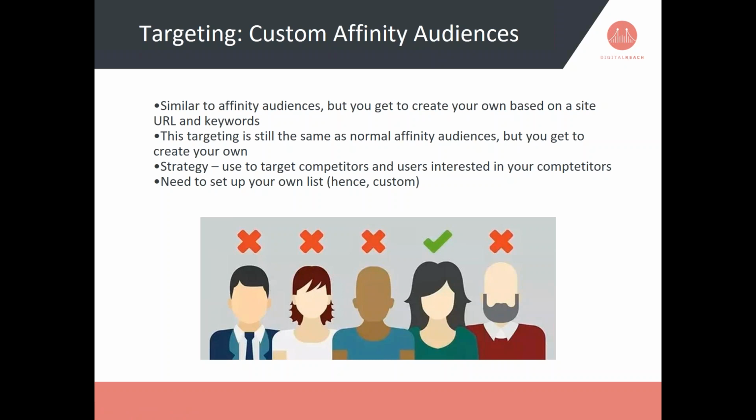Custom affinity audiences are essentially the exact same thing, but you get to create your own list of users based on a URL from a site. So if you have a competitor, I'll go over the strategy of competitors in a second, you can choose URLs and keywords of sites that are relevant to what you're trying to sell, and you can create your own custom audience. Google will select users that it thinks are interested in those interests and display your ads in front of them. This targeting is still the same as affinity audiences, but you get to create your own.